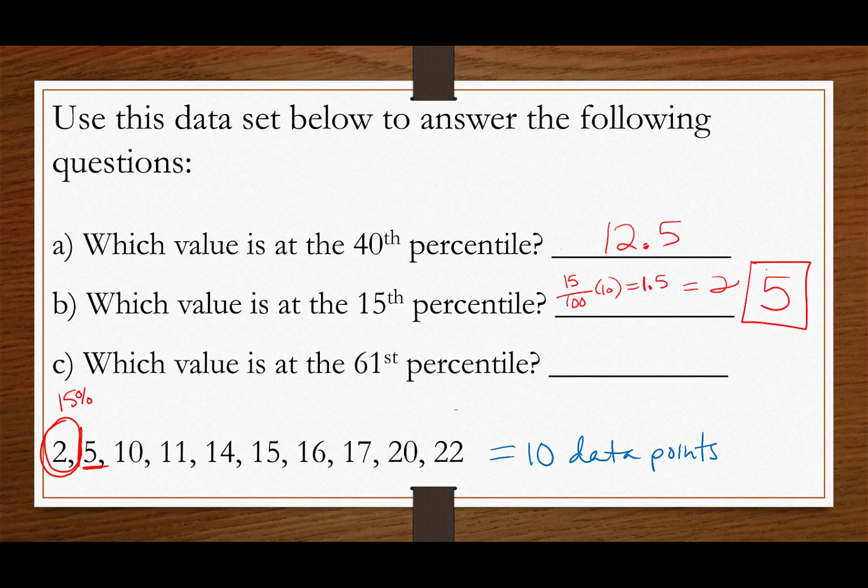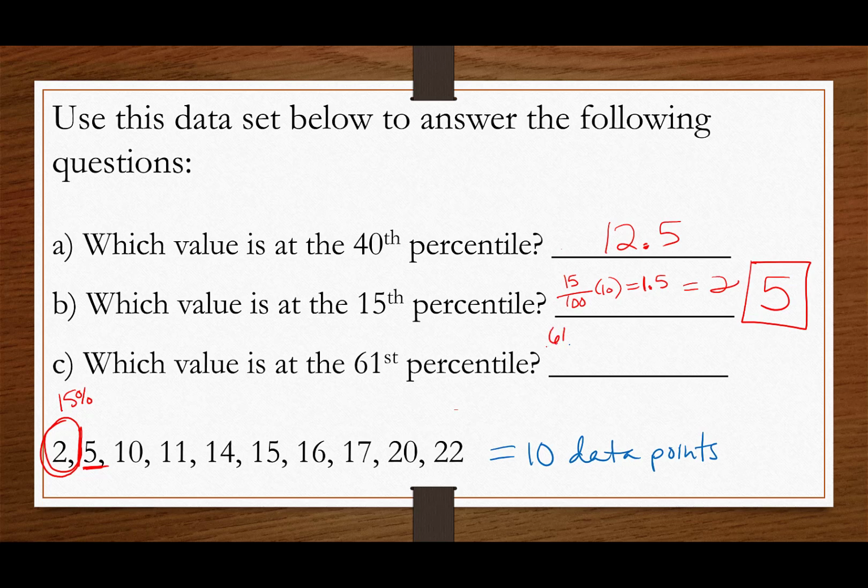We found the position number, which is 2, but then you have to go back and match which number is sitting in position 2, or which number is sitting in the second chair, if we go back to that band analogy. Okay, one more on this screen.